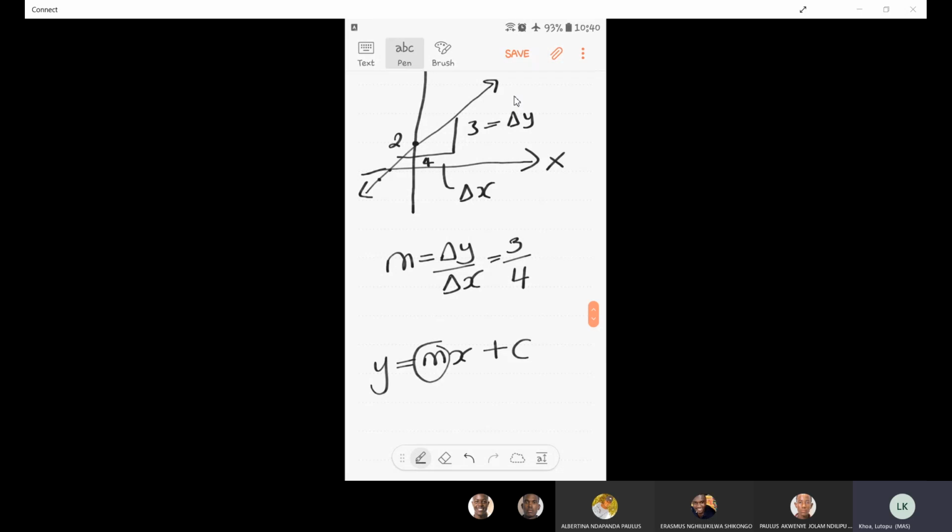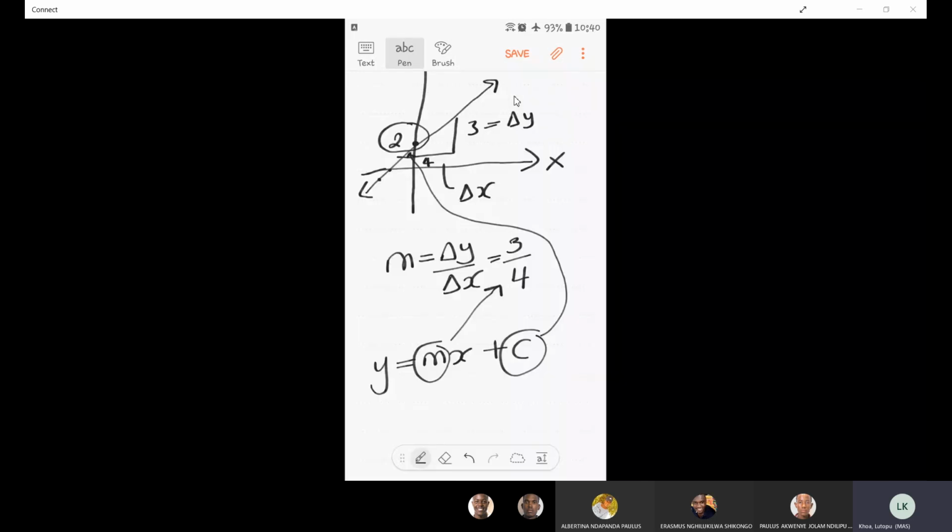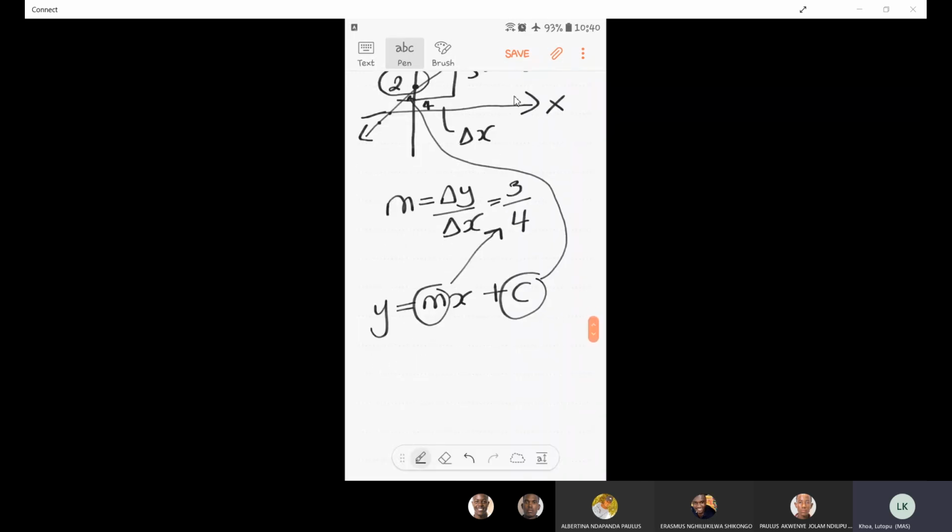I just worked out m over there, and c is the y-intercept, which I'm given. So I'll just substitute c as 2, and then I have my equation of the line. So here I have y equal to 3 over 4 x, and then my c is 2.